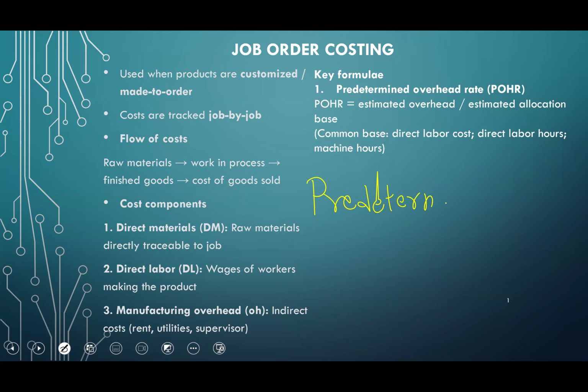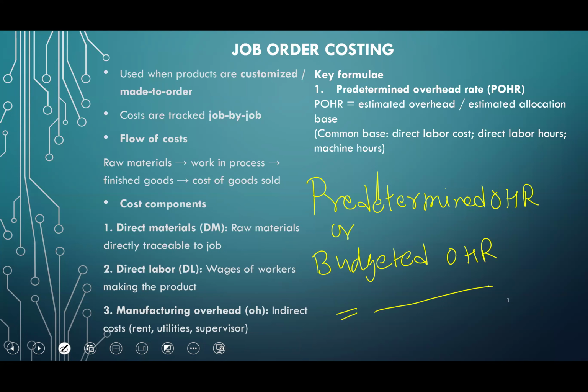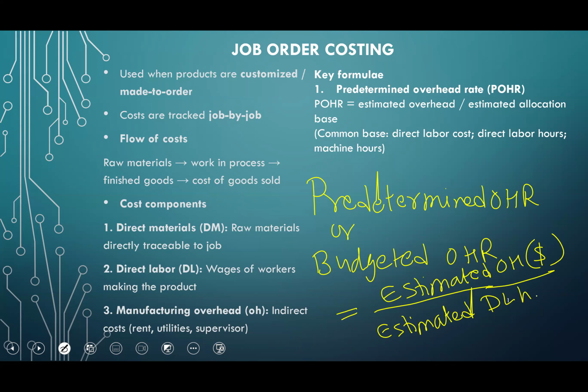Predetermined overhead rate or budgeted overhead rate or estimated overhead rate, whatever you may call it. Okay. So this rate is typically calculated by taking some predetermined or estimated overhead, let's say from last year. Estimated overhead dollar amount is divided by some estimated allocation base. Let us take the example, which is very common also, estimated direct labor hours.